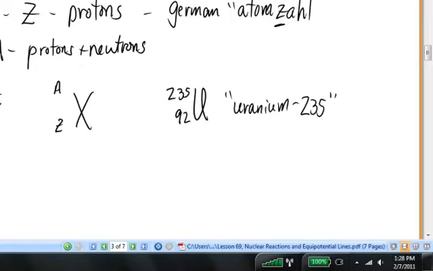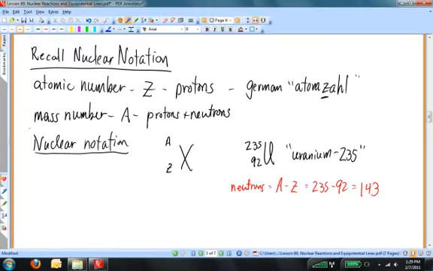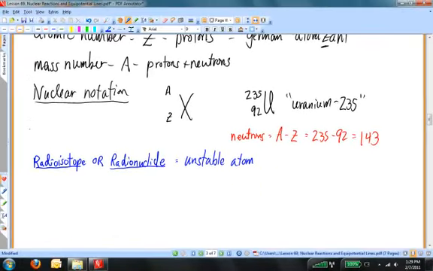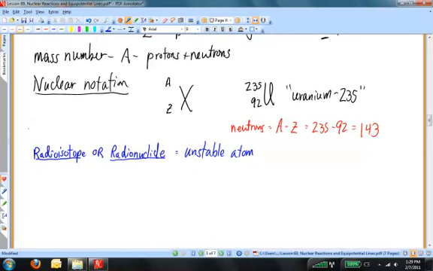So this means that there are 92 protons in the nucleus and 235 nucleons. If I wanted to find the number of neutrons, then I would have to subtract the two numbers. So uranium-235 contains 143 neutrons. Unstable atoms are called radioisotopes or radionuclides. This means that they naturally change by emitting alpha, beta, and gamma radiation, like we studied back in lesson 54.